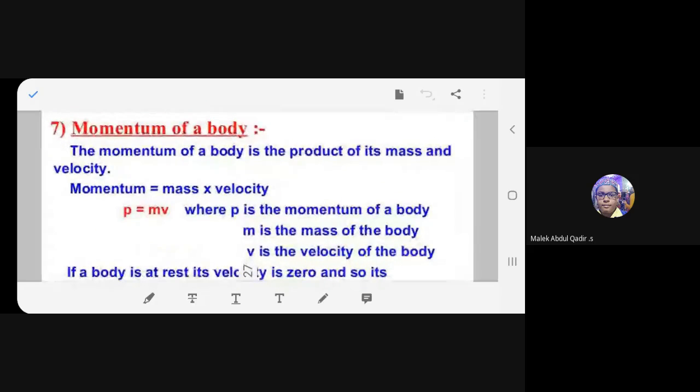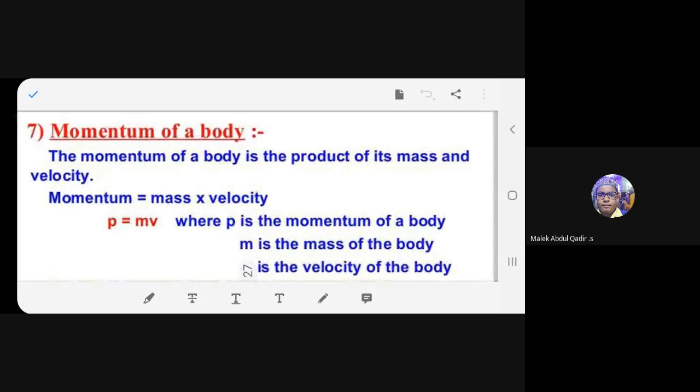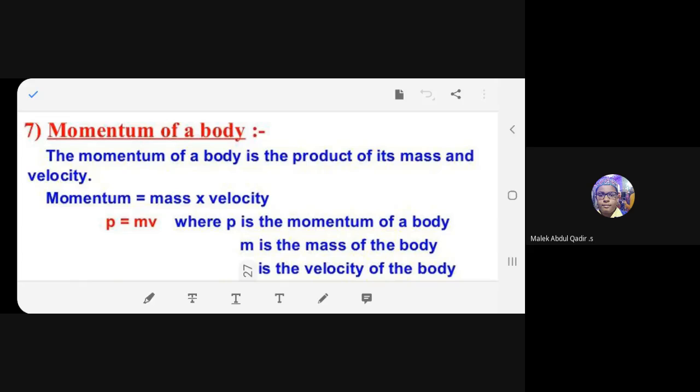Now we come to another topic. The next topic is momentum of a body. Velocity is required. That is called as momentum of body. This is totally new topic. Please start. The momentum of a body is the product of its mass and velocity.